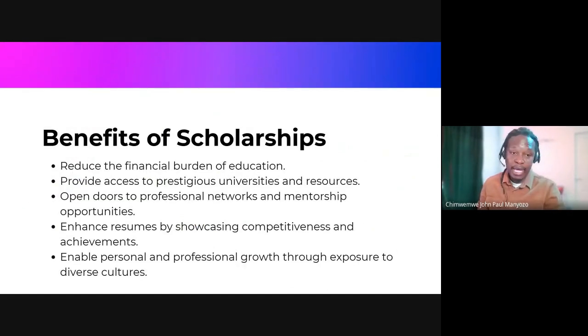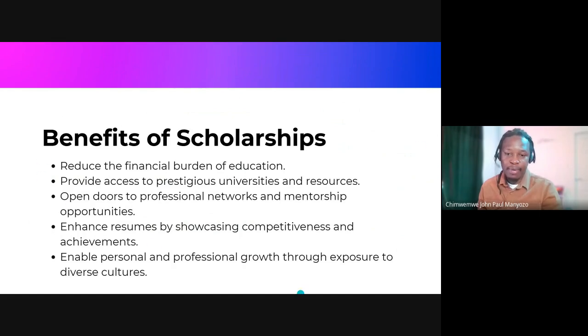Why should you bother to go through all these things that I've just mentioned to get a scholarship? Number one, it reduces the financial burden on education. Not many people can afford to pay for higher education or even bachelor's education because most of the people, they are brilliant, yes, but they do not come from families that have money and wealth. And as we rightly know, education now is a commodity and the prices now are very prohibitive.